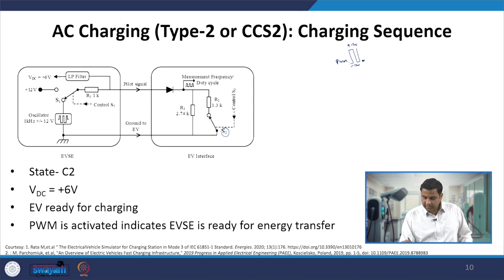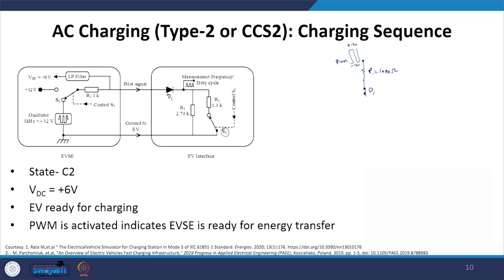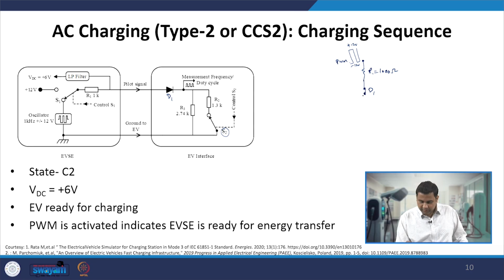like this will be coming over here. Then we have R1, which is nothing but 1000 ohm, then going to diode D1. Because of diode D1 the negative polarity voltage will be cut off, and we only have the positive polarity voltage. Then after this point we have R3, which is 2740 ohm. In parallel to that we have R2, which is 1300 ohm, and then it is connected to protective earth. And at this point we are actually measuring the VDC voltage.